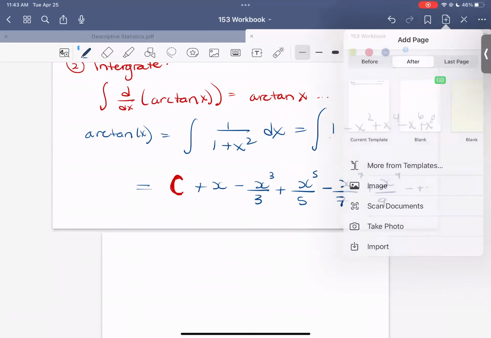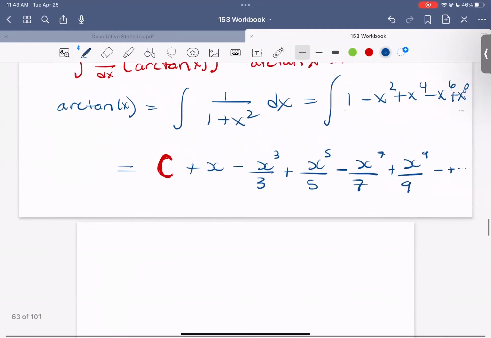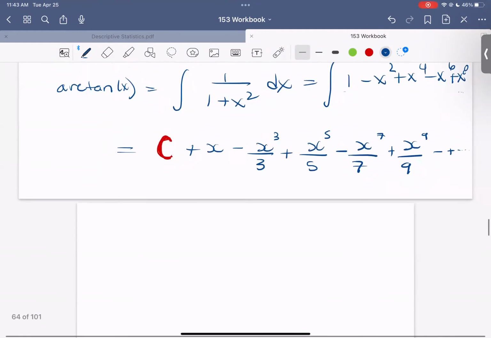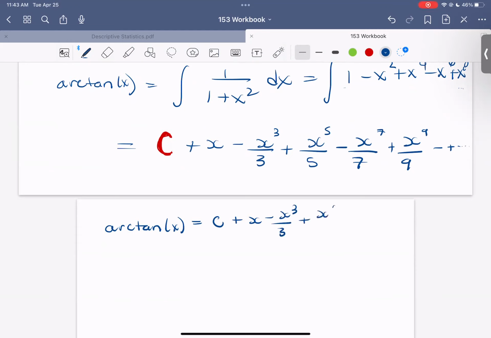Okay, so here is what we have got looking like. So just to write this together, we have arctan of x equals the series c plus x minus x cubed over 3 plus x to the 5 over 5 minus x to the 7th over 7 plus x to the 9th over 9, and so on. Okay, so now let's consider what that c is.